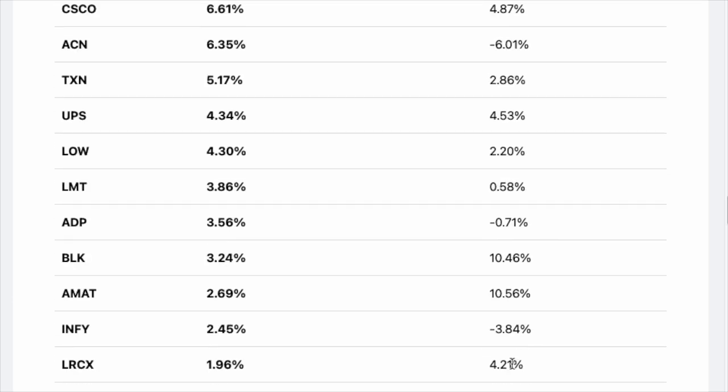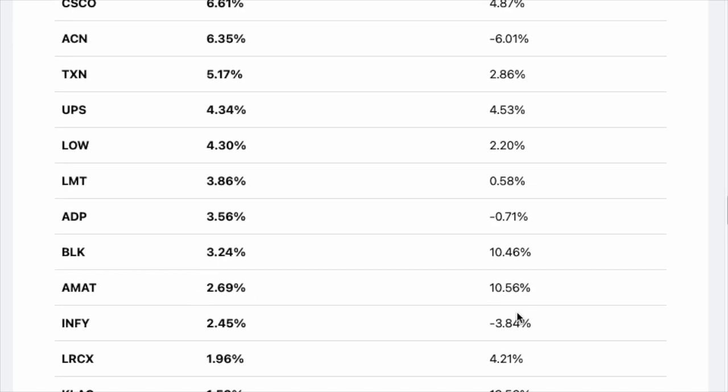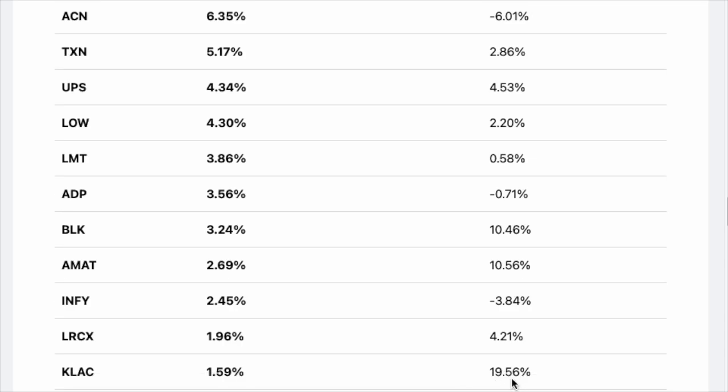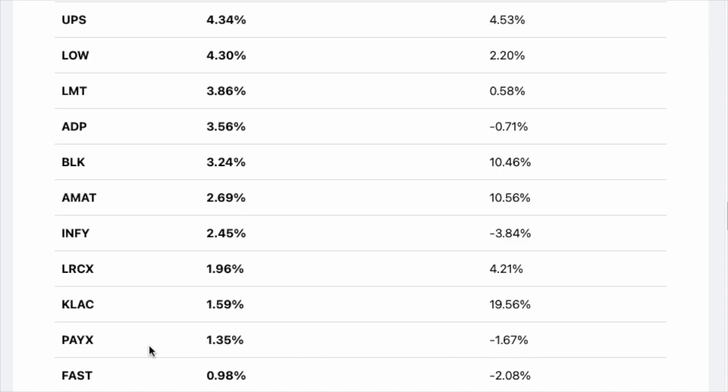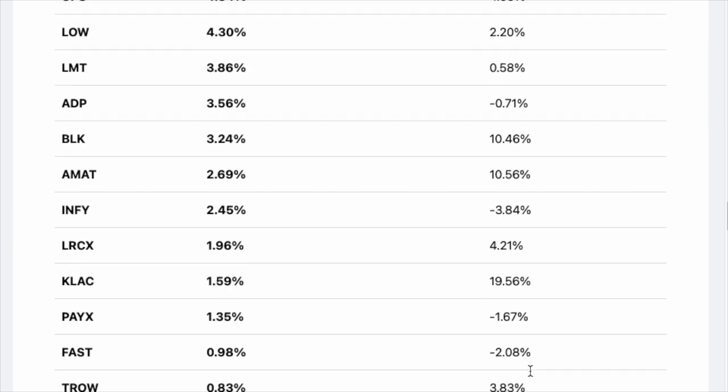If I keep scrolling down, we can see another loss came from ADP that is down 0.71%. And Infosys is down 3.84%. But we do have double-digit gains from BlackRock that is up 10.46% and Applied Materials that is up 10.56%. KLA Corporation is the second best performer in the portfolio, up 19.56%. Then we have 2 more losers, Paychex that is down 1.67% and Fastenal that is down 2.08%.